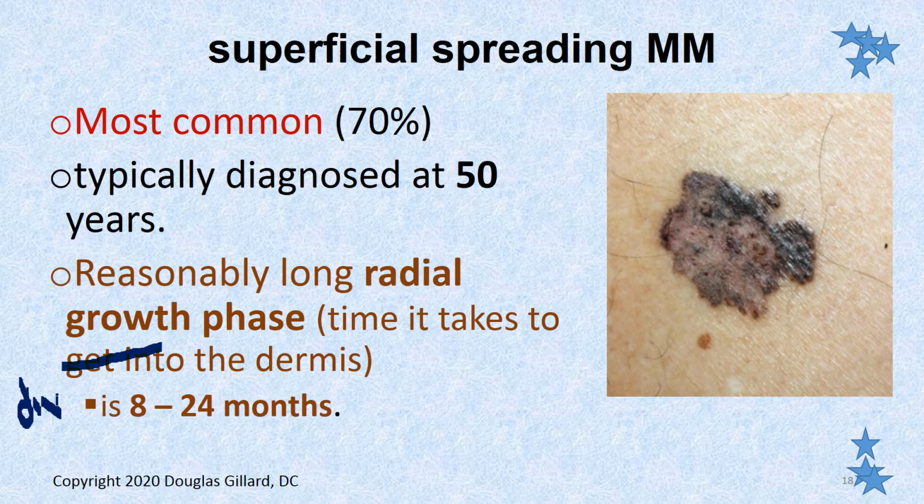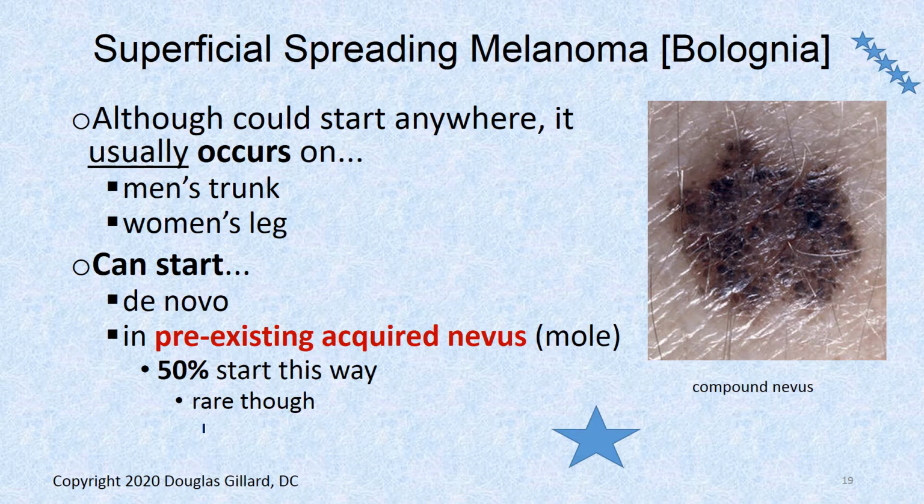Cancer has to be in the dermis in order to be cancer, but it takes time to go into the subcutaneous tissue. This radial growth phase can go from 8 months to 24 months, so it can go very, very slowly. We can see it anywhere, but it's usually on the trunk of a man, like on his back, sun-exposed regions, or on the legs of a female.